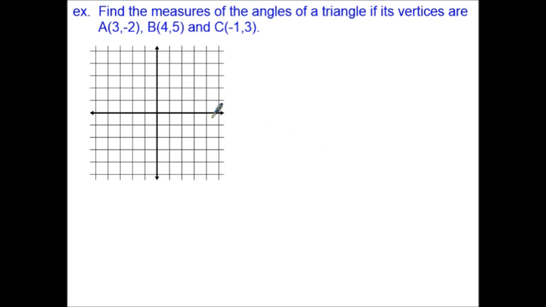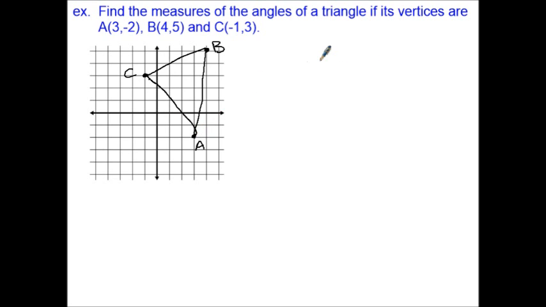Okay, let's pretend that A is at (3, -2), so right there I've got A. B is going to be (4, 5), there's my B over there, and then C is (-1, 3), right about there is C. Okay, so I'll do my best to draw a reasonable triangle through these three, just so we have some kind of ballpark frame of reference to shoot from.